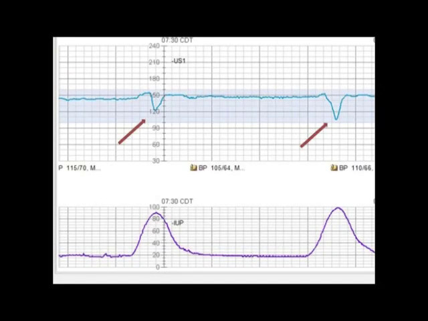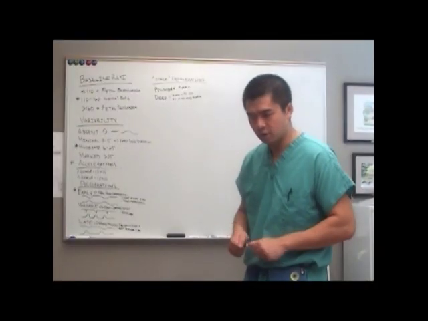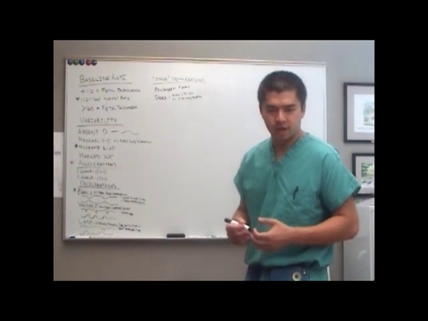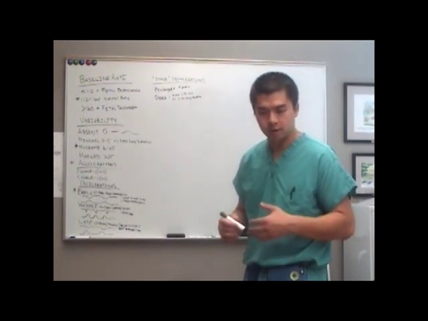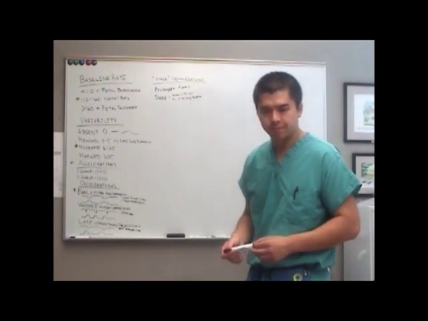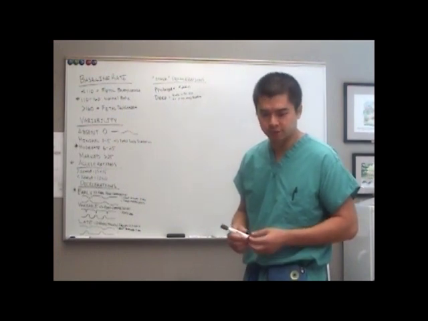This next example, what type of deceleration is this? They're variable decelerations. And so variable decelerations typically are in what timing in relation to your contractions? Yeah, they are timed variably with your contractions. There is no specific timing. They are the opposite of accelerations, and they have to be abrupt, which is defined as what?